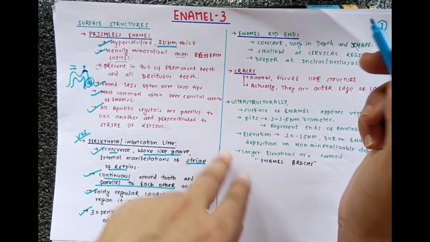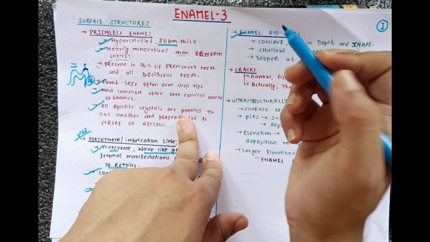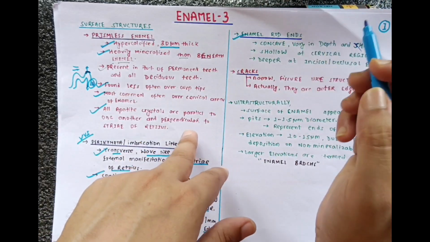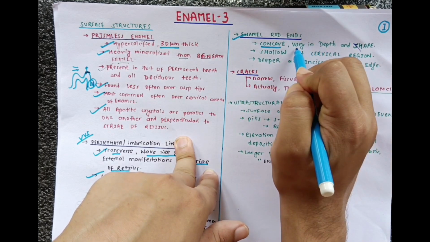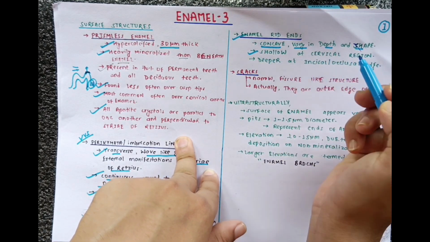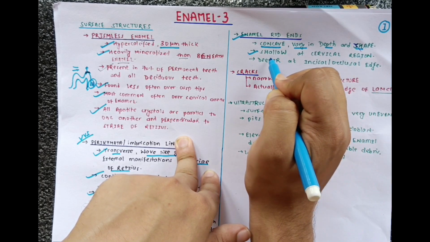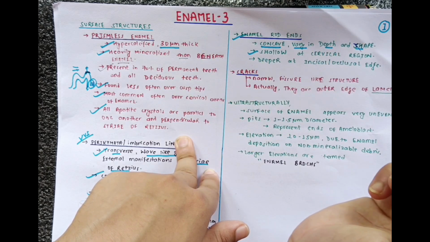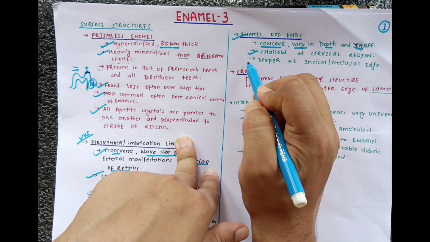Another next point is enamel rod ends. They are simply the ends of the rods that are on the outer surface of the crown. They are concave and vary in depth and shape. They are shallow at the cervical region and deeper at the incisal or occlusal edge.